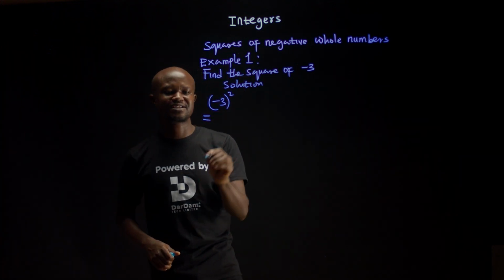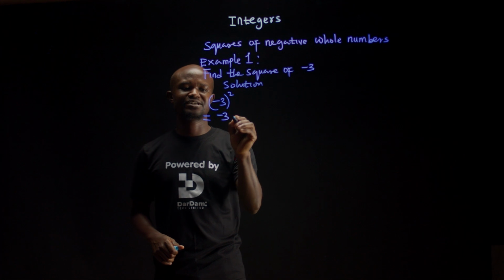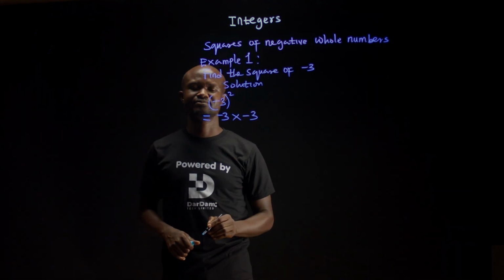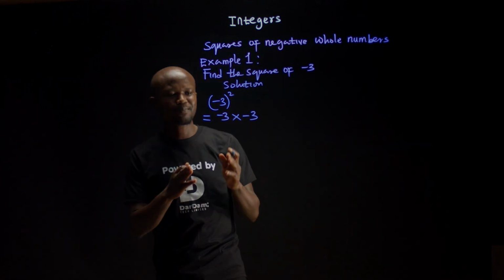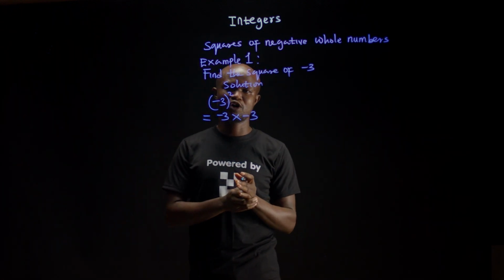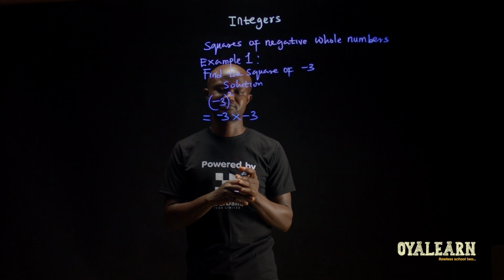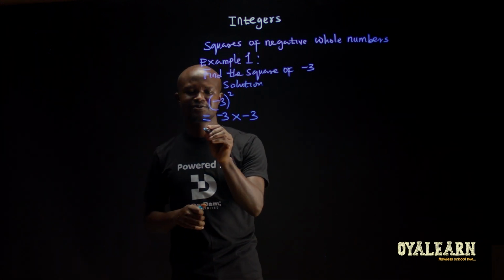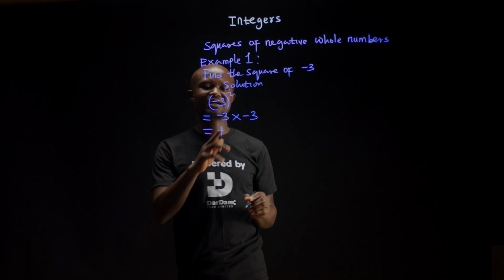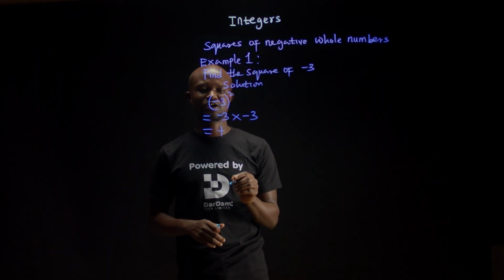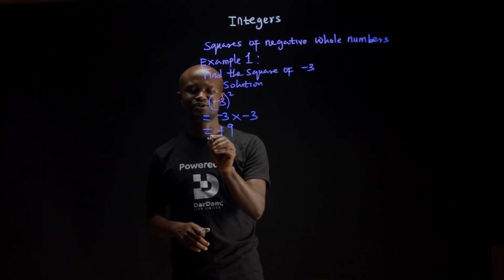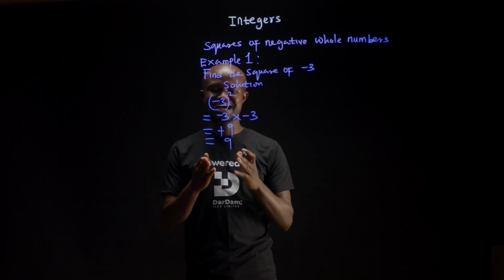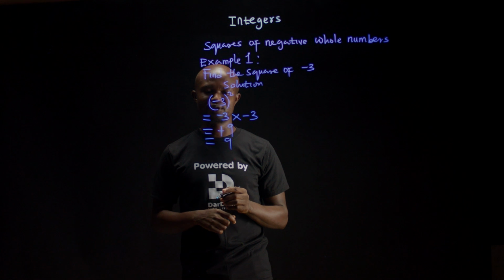You will express this as what? Minus 3 times minus 3. And now, from our rules of multiplication of two integers, minus times minus, what do we have? That's plus. So this is plus. And 3 times 3, what do we have? That is 9. So this is same thing as 9. So that is the answer to this problem.